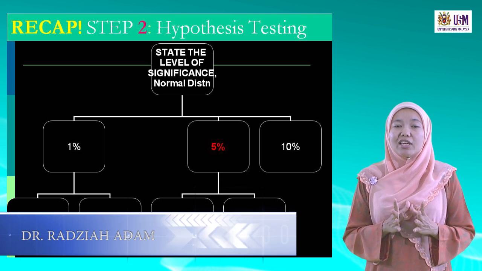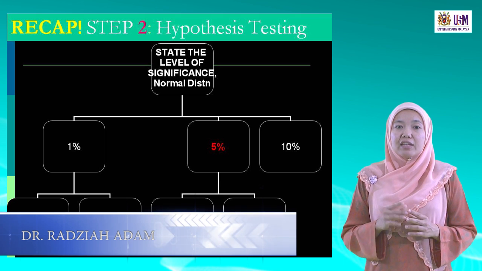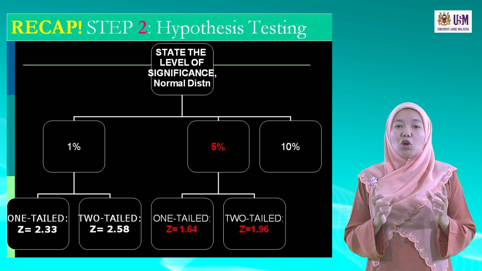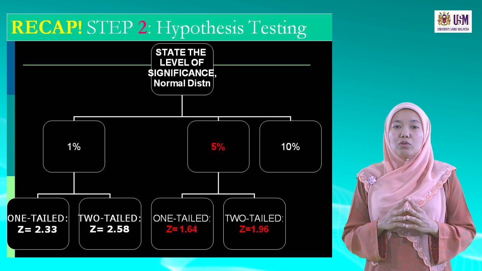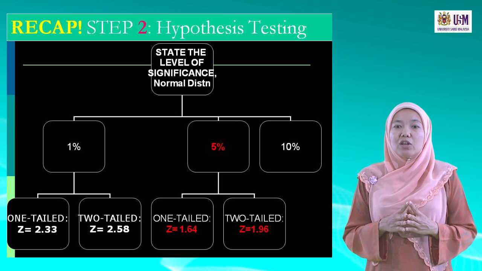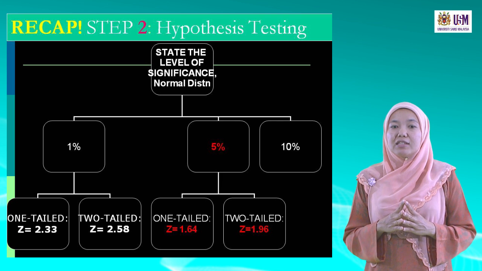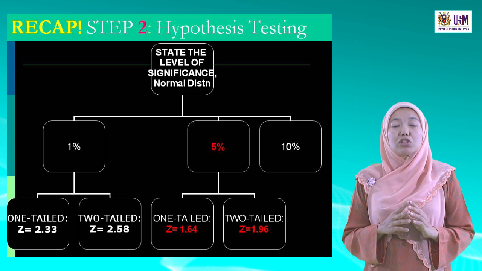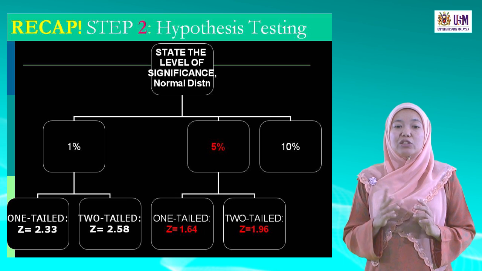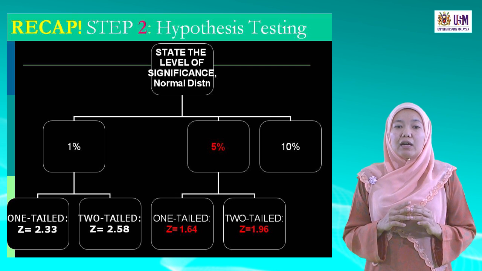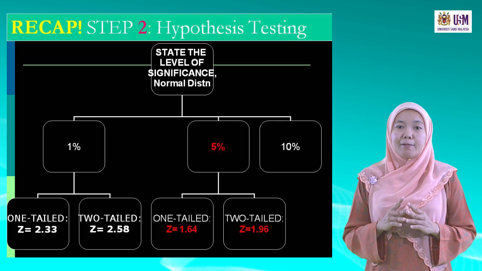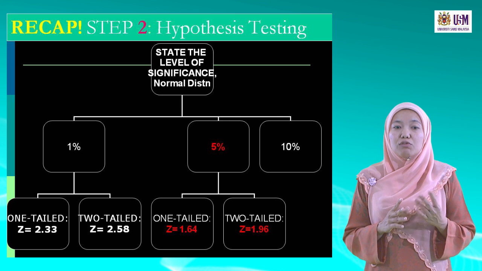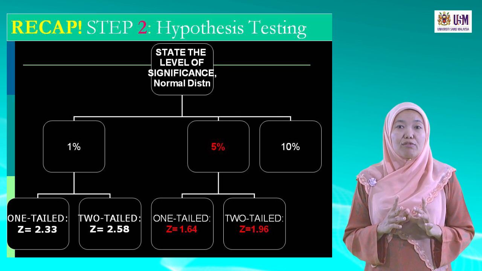Now we are looking at step 2 in hypothesis testing, where you need to state your level of significance. The normal assumption is that the distribution is normal. In the case of a 1% level of significance, for a one-tailed test the critical Z value you need to remember is 2.58, while for the two-tailed test the Z value will be plus or minus 3.09. For the one-tailed test at 1%, Z can be positive 2.58 or negative 2.58.